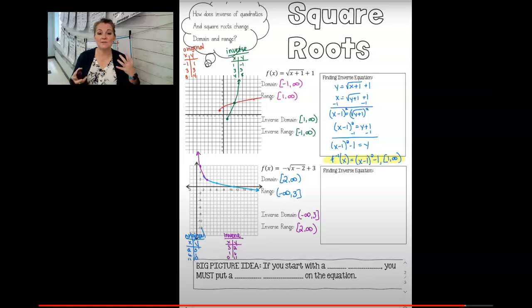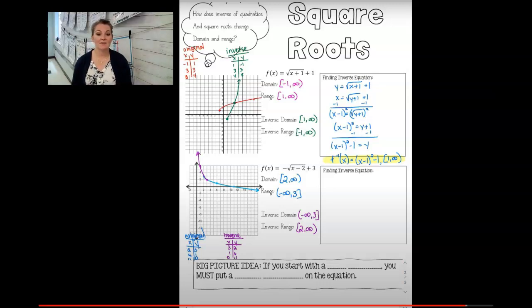Again, it looks like a quadratic. It just looks like the left-hand side of the quadratic. And it fits my domain and my range. It goes as far left as negative infinity. It stops at 3. It's going from 2 up. So it fits my domain and my range.